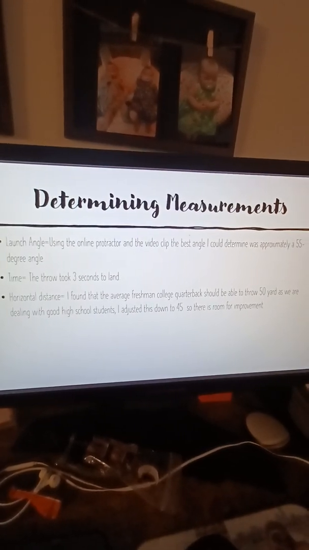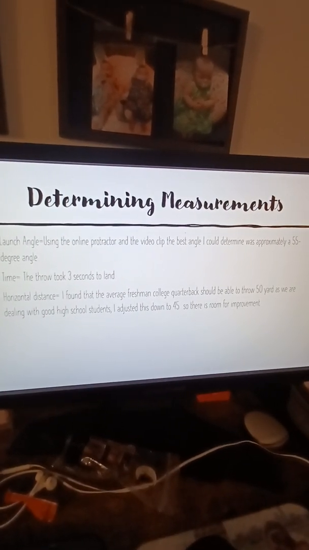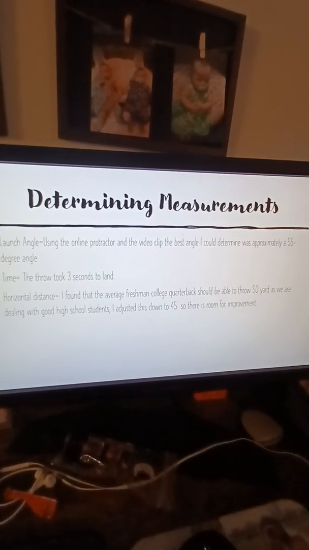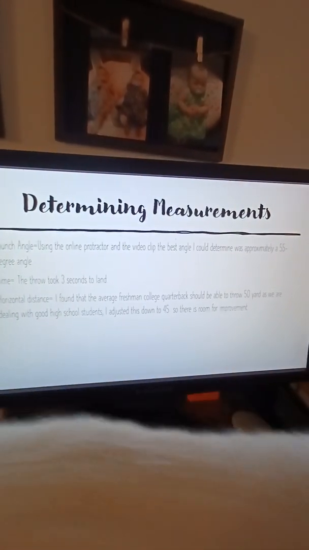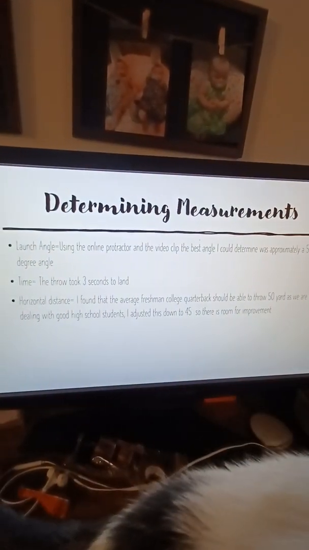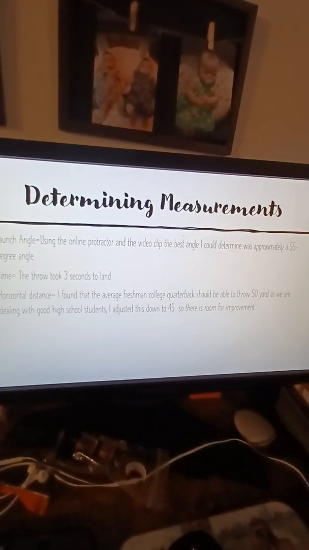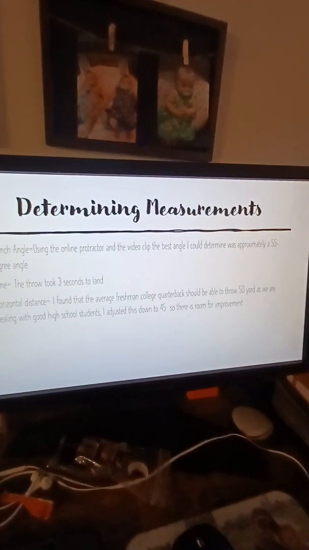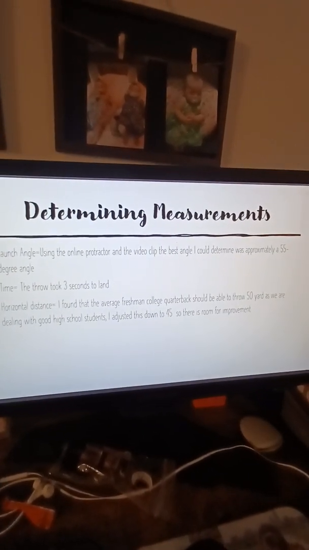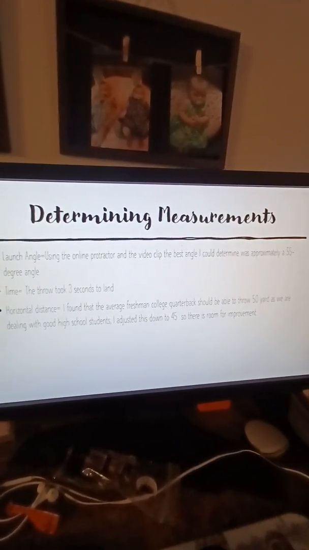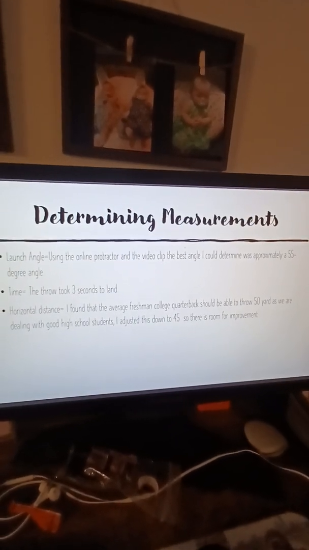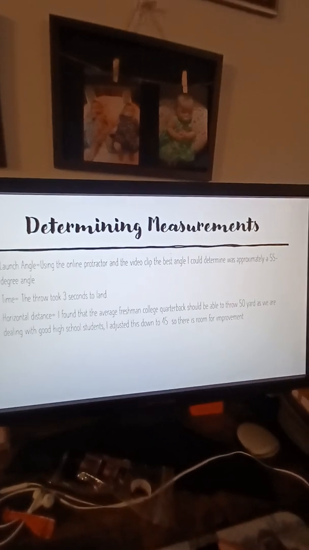But the horizontal distance, I found that the average freshman college quarterback should have been able to throw at least 50 yards. As these guys were in high school, I just adjusted it down to 45. This is also before they've even started their season or practice, really. So I figured adjusting that down a little bit was probably a good start.